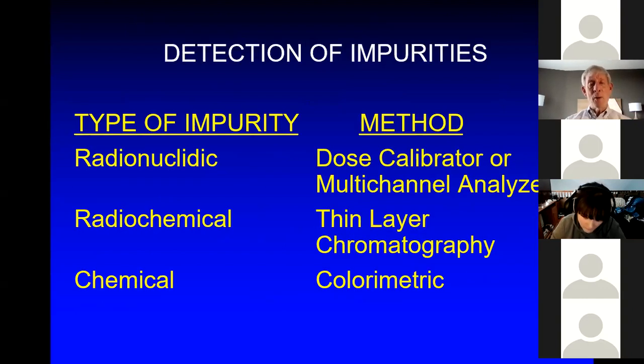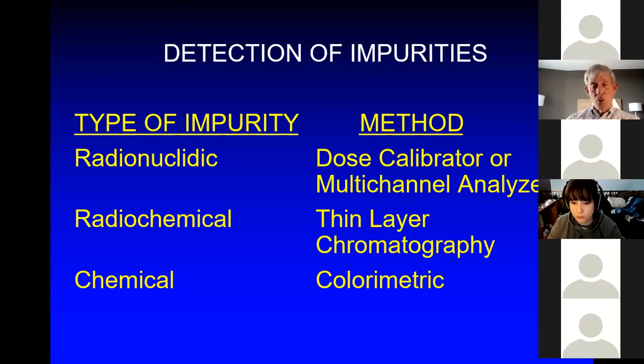Now, let's take a look at how we detect these impurities. For radionuclide impurity, like molybdenum, I think you're all aware that what we routinely do is to use the dose calibrator, but a much more high resolution way of detecting radionuclide impurities is with an MCA. Multi-channel analyzer generates a gamma ray spectrum. We can look at the peaks and look at the energies and look it up in a book and say, oh, that looks like molybdenum 99. I can see the photon energies of 740 and 780.